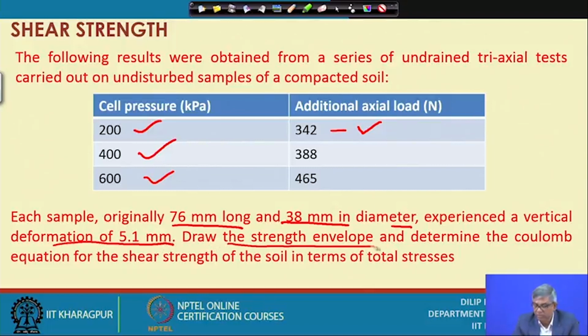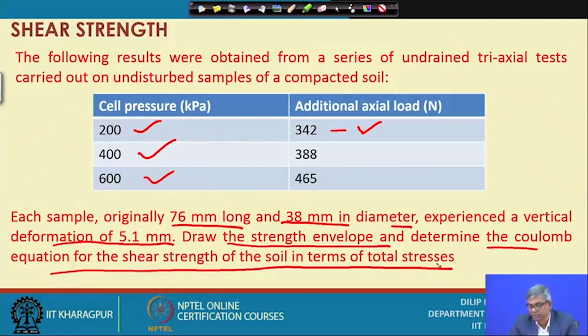Draw the strength envelope and determine the Coulomb equation for the shear strength of the soil in terms of total stress. So, this is the problem. We have 3 tests, so you can get 3 circles, and you can draw the common tangent to all 3 circles, which will be the failure envelope. We can find the equation by knowing the values of C and phi. So, let me see how to do it.